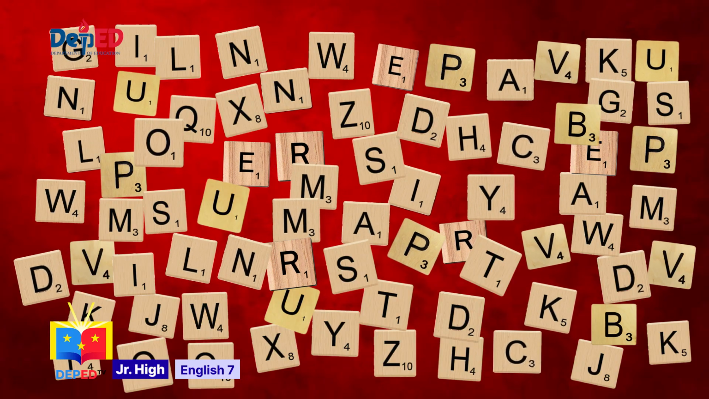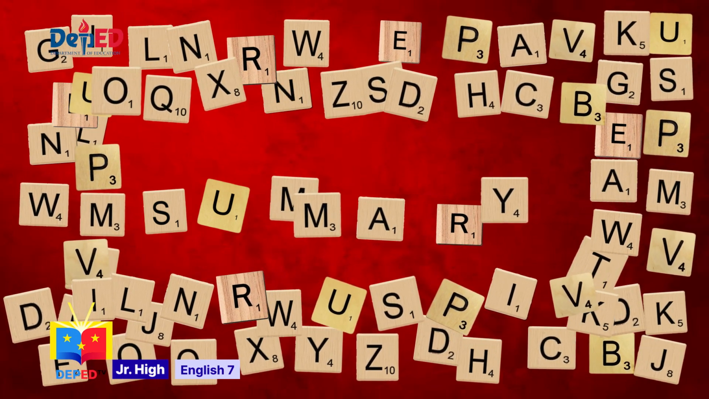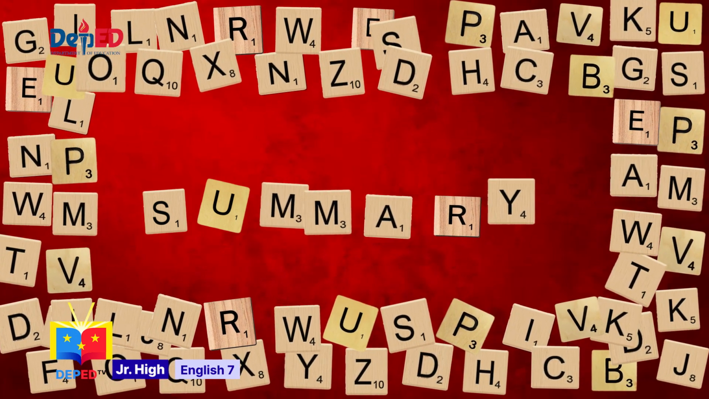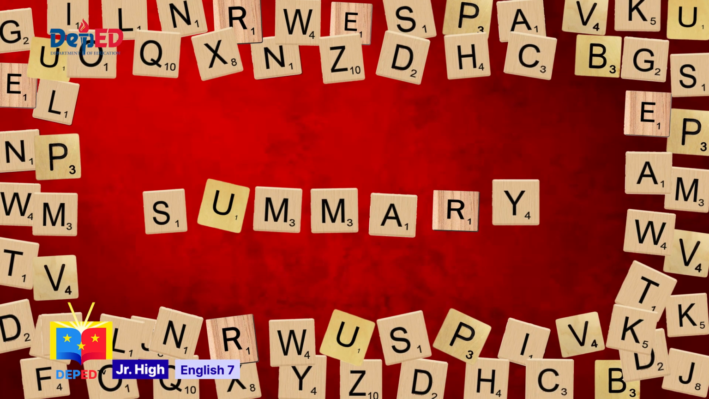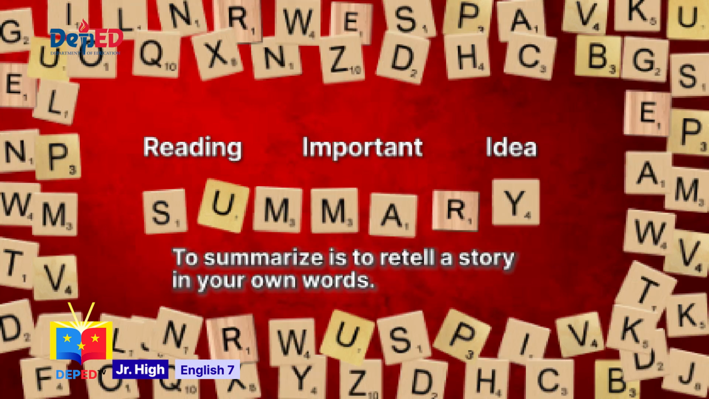To start off our discussion, let's define what a summary is. A summary is a shortened version of a text that highlights its key points. Now, let us go through each of the important steps in putting together a summary. Let's recall the words we came across in the picture riddle activity: reading, important, and idea. Keep in mind that to summarize is to retell a story in your own words.